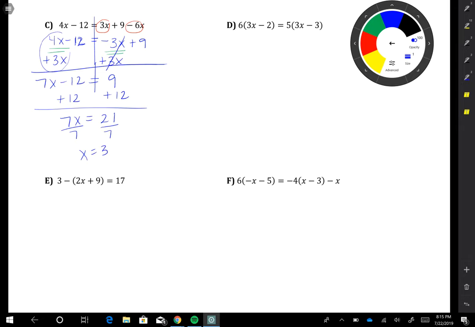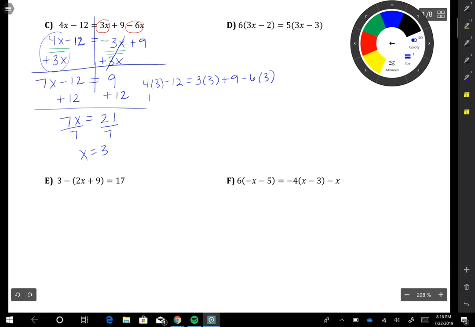So if you were going to check this one, you'd be putting 3 in for the 3 different x's. So you would be going 4 times 3 minus 12, and 3 times 3 plus 9 minus 6 times 3. So a little bit of math to be done here.